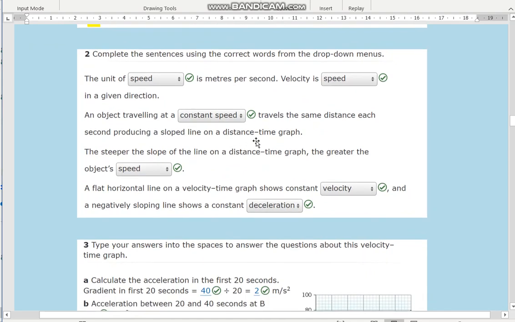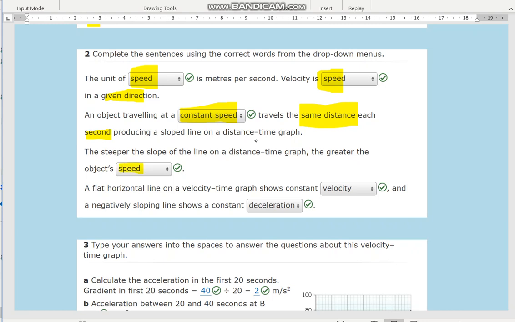Number 2, complete the sentences using the correct words from the drop-down menu. So the unit of speed is meters per second. Velocity is speed in a given direction. An object travelling at a constant speed travels the same distance each second, producing a sloped line on a distance time graph. The steeper the slope of the line on a distance time graph, the greater the object's speed, because the speed is the gradient.